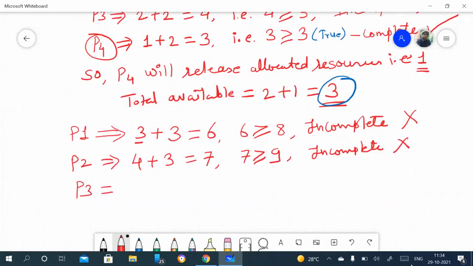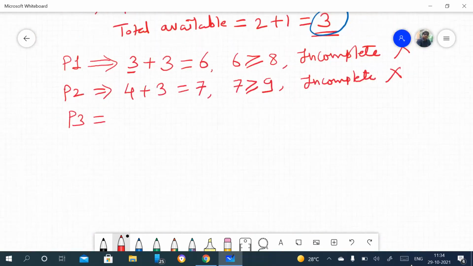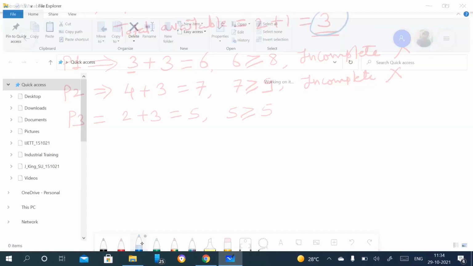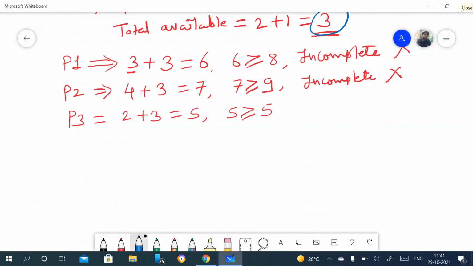Right? Now we'll go to the P3. So P3, you can see here that need is 5 and allocated are 2. So here 2 plus 3, so that becomes 5, and this 5 is greater than or equal to 5. So we can say here true and complete, this one. So now P3 is executed.